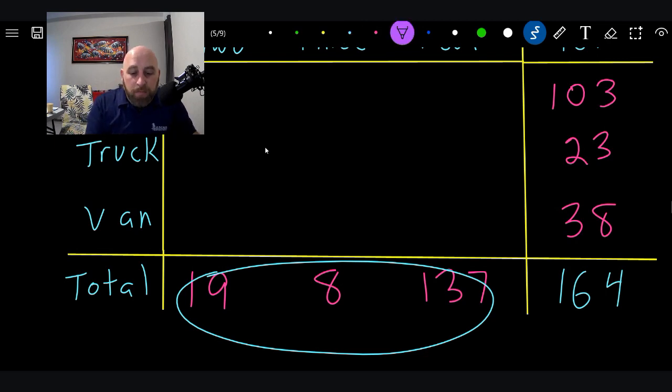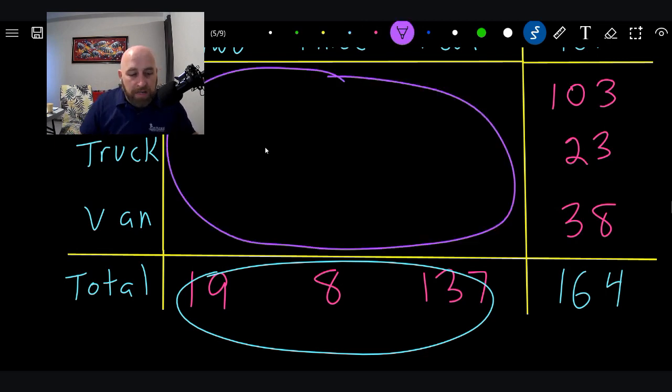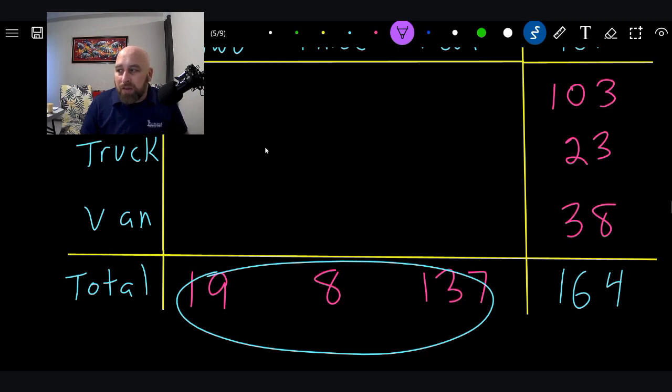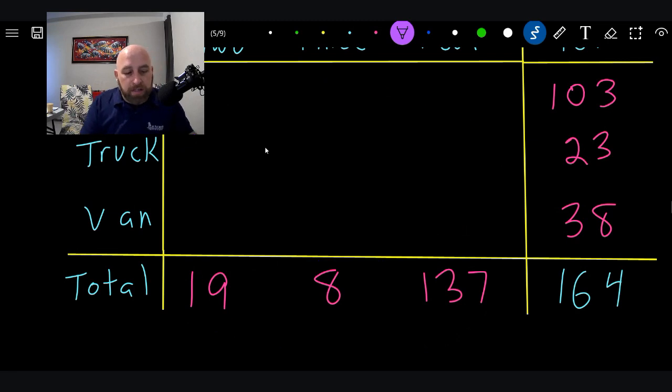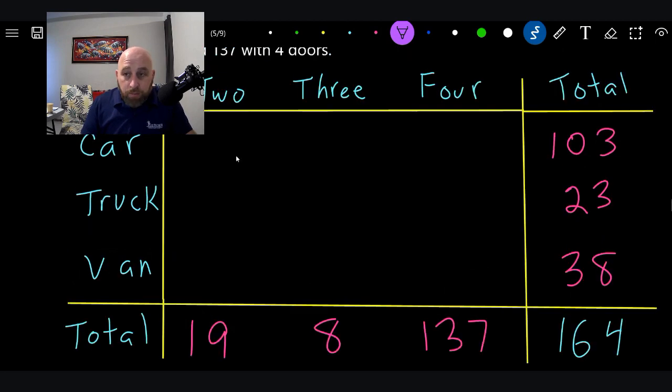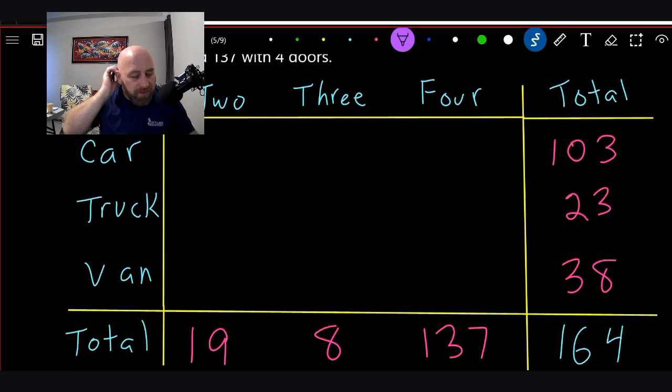All right, now we're missing a bunch of information right here, and we don't really have any way to come up with that information, or do we? How are we going to figure out what goes in all of these places? Like how many cars had 2 doors, how many had 3 doors, how many had 4 doors. What I'm going to do with this one is just fill it in. I'm just going to tell you the information, and then in the next one, I'm going to give you little bits and pieces of information, and then show you how to fill it in.